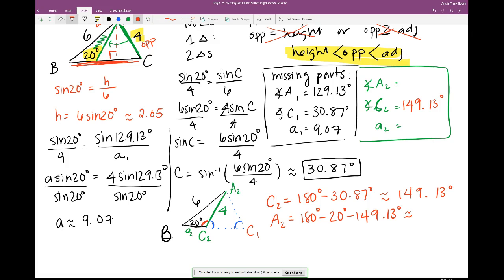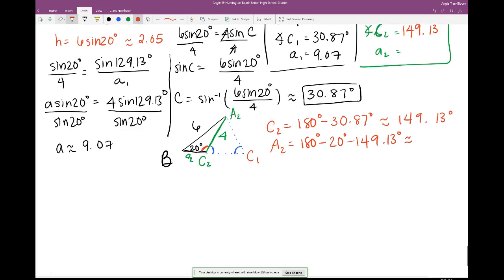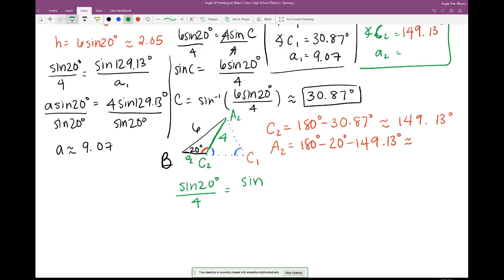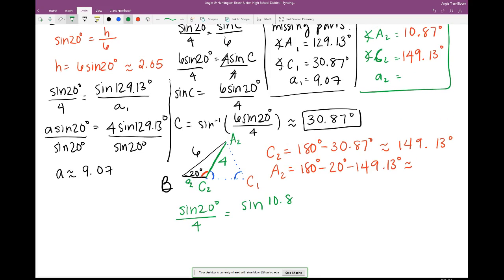How small? 10.87. Thank you. And look at the proportion. Does that make sense how A sub 2, angle A sub 2 is a lot smaller? Right? All right. Now how do I find the last piece of information? Leg subscript A sub 2. Yeah, let's use law of sines. And I'm still going to use the exact angle before. Sine of 20 degrees over leg 4 equals sine of big A sub 2. Did we find big A sub 2? Yeah, it was 10.87. 10.87 over little a sub 2 right there.